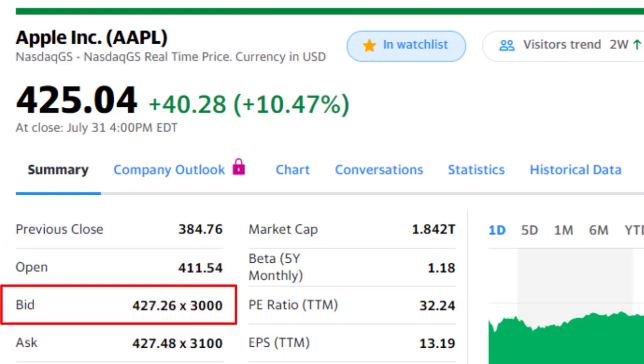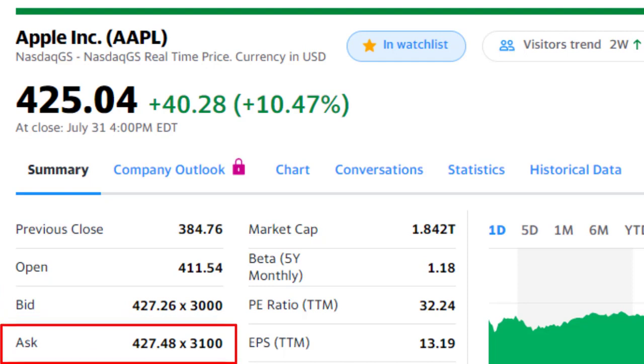The next item is the bid. Buyer's bid. So this is the highest price that currently has an order set up to purchase that someone is willing to pay for the stock and the number of stocks they're willing to buy at that price. In this example, we're looking at $427.26 for up to 3,000 shares of Apple stock.